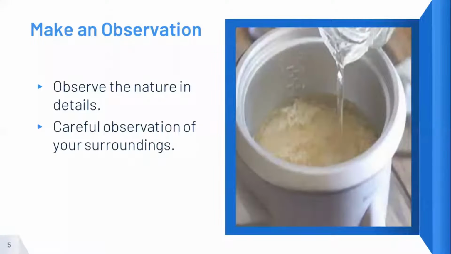Make an observation. This is the first step of a scientific method. Observing the nature in details. Suppose that your parent asks you to cook rice. You place it on a rice cooker and push the button. Your rice didn't cook though.